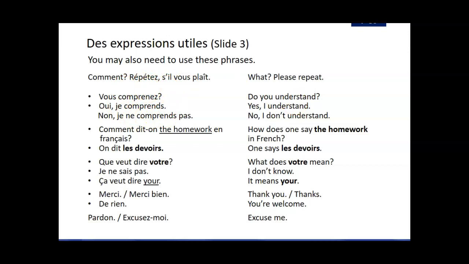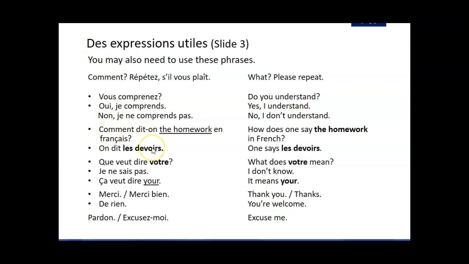So vous comprenez? Okay, do you understand? Oui, je comprends. So yes, I understand. Or non, je ne comprends pas. Okay, and you notice that the form of this verb is a little different depending on who we're talking about or who's doing the speaking. So when it's vous comprenez, we're talking to a big group of people, or maybe one person in the formal form. Okay, je comprends or je ne comprends pas, I'm talking about myself. Je means I.